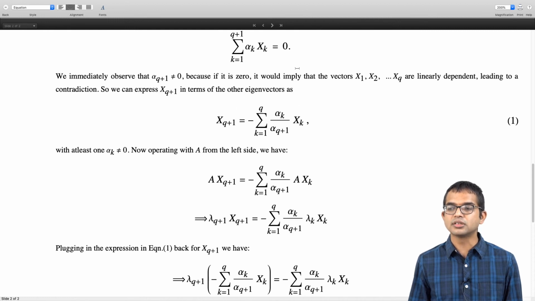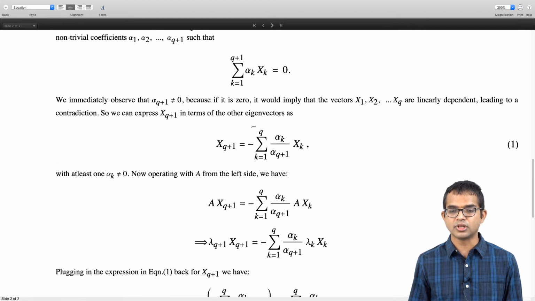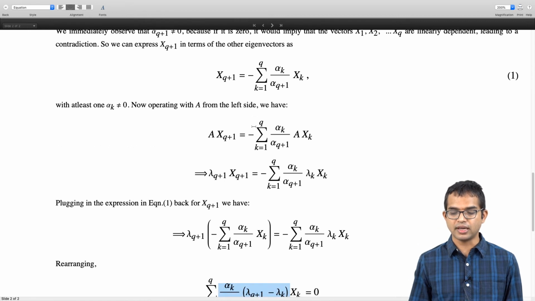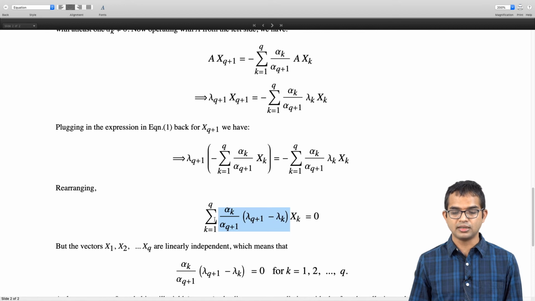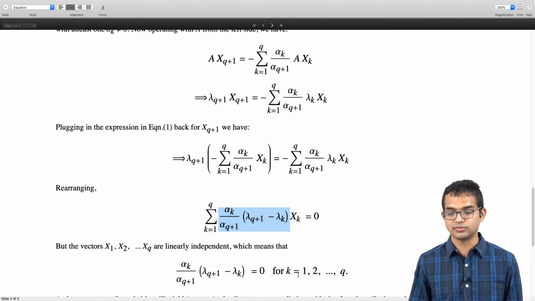there would be a contradiction to this earlier proposition. So therefore at least one alpha_k is non-zero, and that would immediately imply that lambda_{q+1} must be equal to one of these lambda_k's for k going from 1 to q, right? So it's not a very difficult argument.